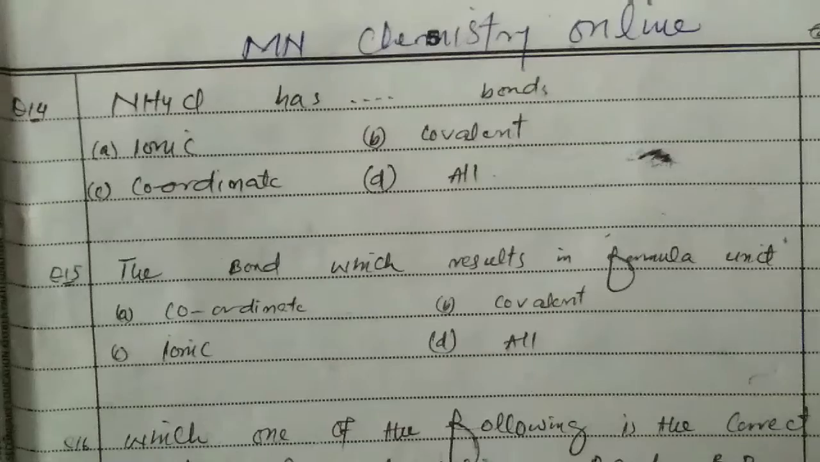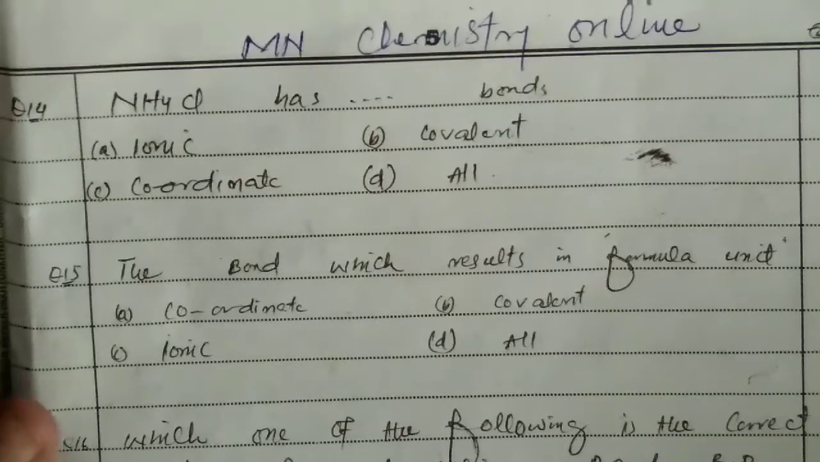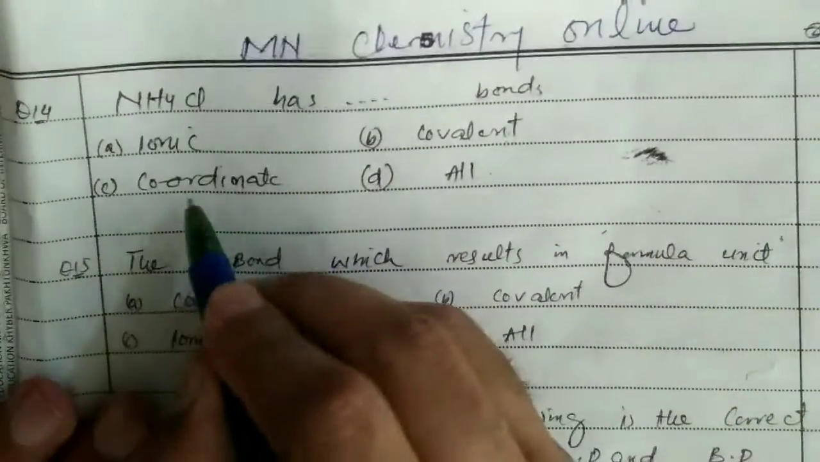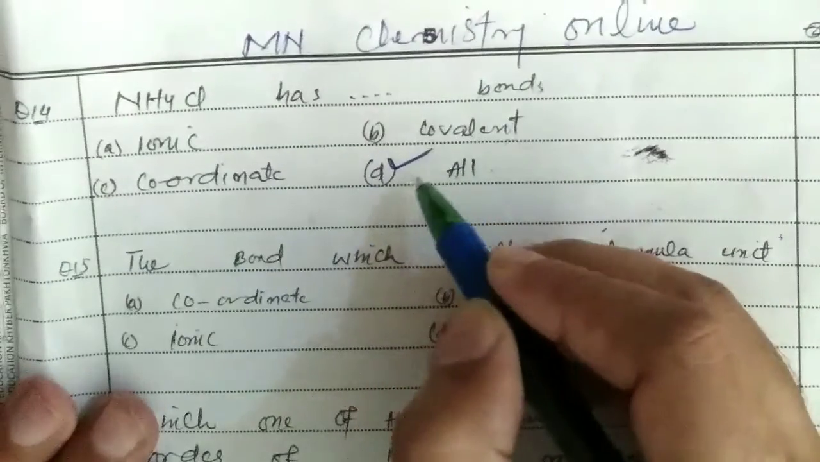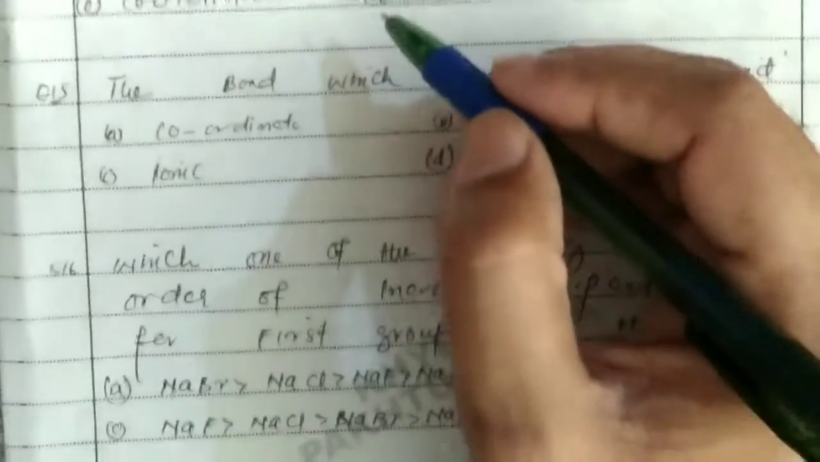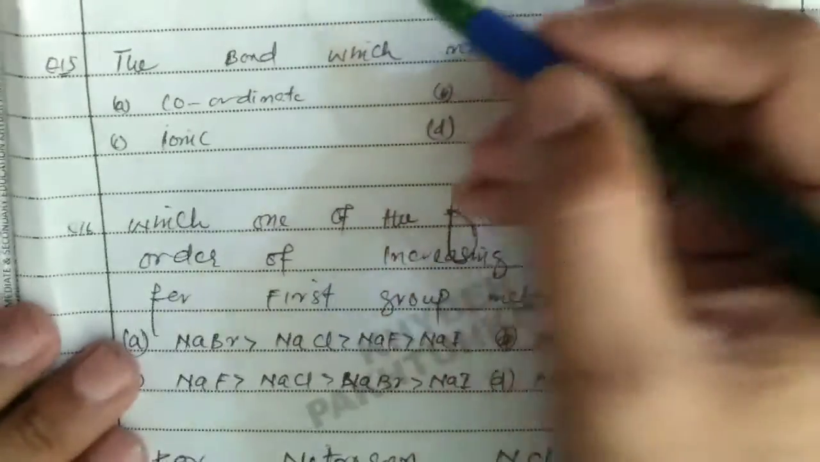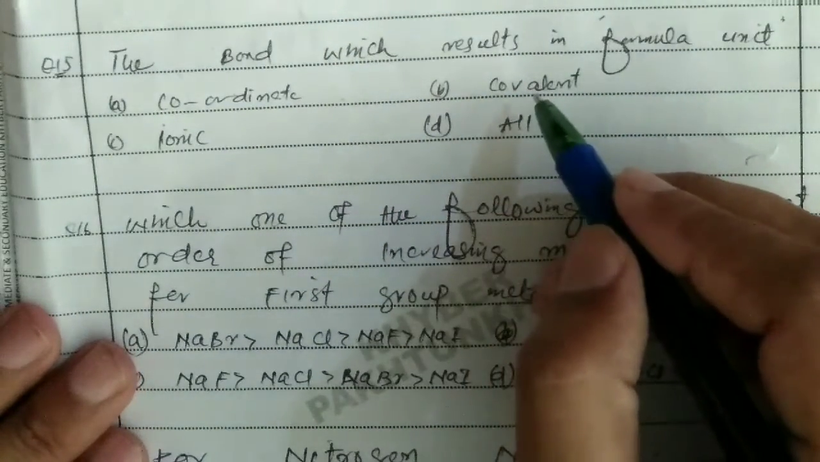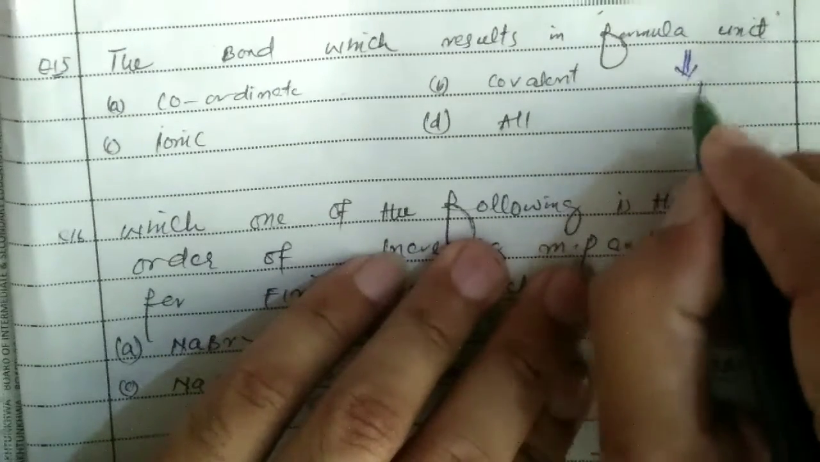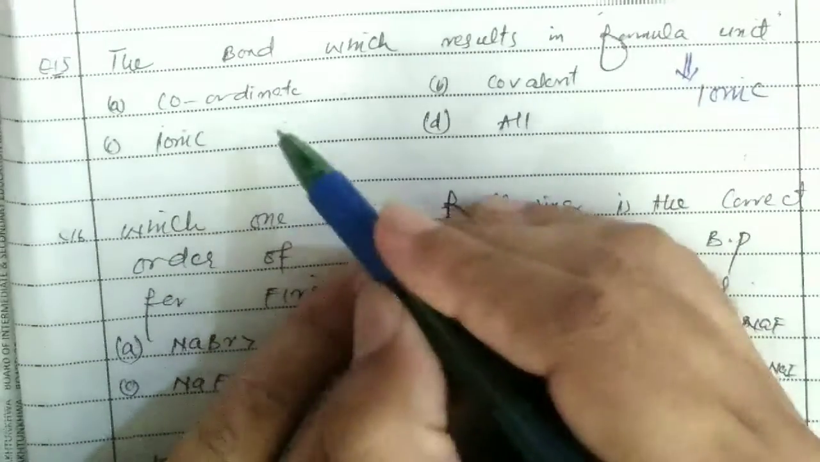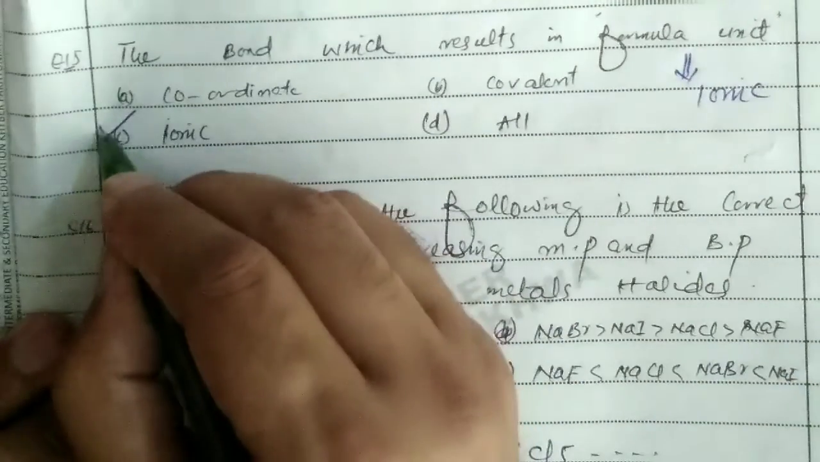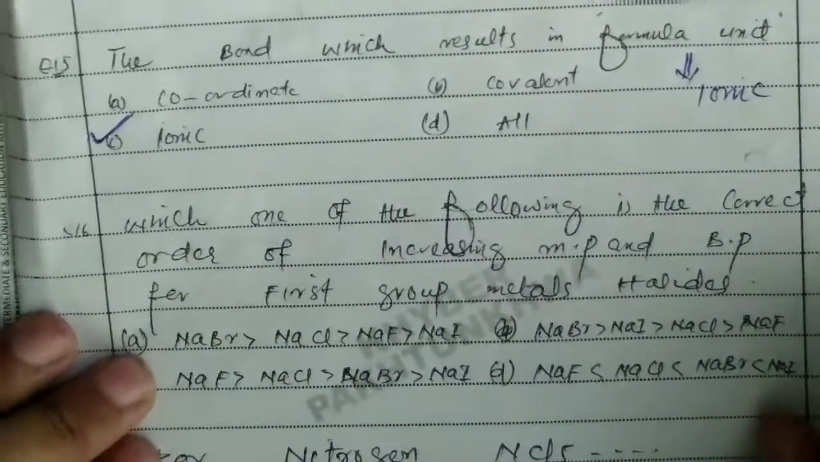Now consider MCQ number 14. NH4Cl has dash bond: ionic bond, covalent bond, coordinate covalent bond, and all, which I explained earlier. Ionic bond is there, covalent bond is there and coordinate covalent bond is there. Now consider MCQ number 15. The bond which results in formula unit. You know that ionic compounds are represented by formula unit. So the correct option is ionic, because ionic compounds are represented by the formula unit.